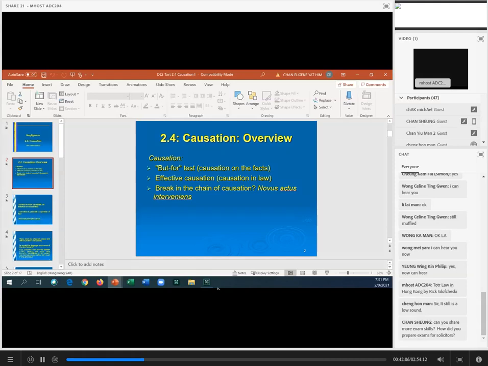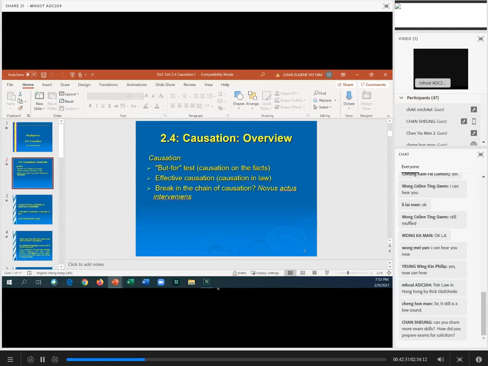So in other words, there may be two possible causes of the accident, the damage. Which one is the effective cause? Well, it will be the first event unless the second event is not reasonably foreseeable. And that's the test that we'll be looking at. So if the second event is not reasonably foreseeable, then that will break the chain of causation, and the second event will be the effective cause.